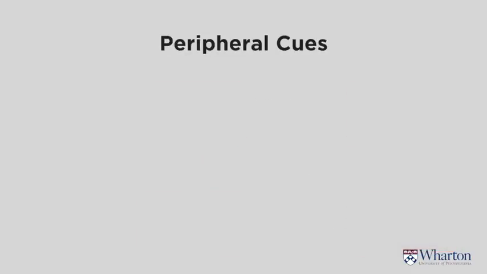So what are peripheral cues? Peripheral cues are cues that people use in what's called a heuristic way. That means a shortcut way. They don't really think through it. They just kind of say, well, if this is true, then that must be true.